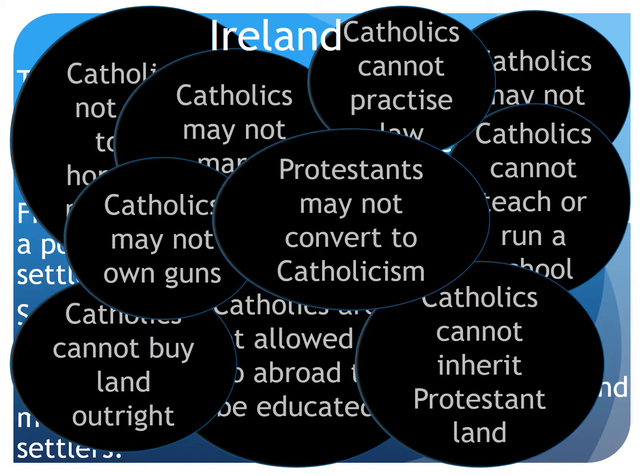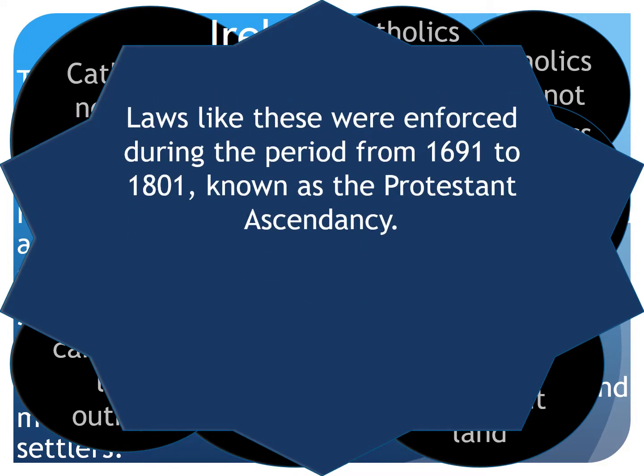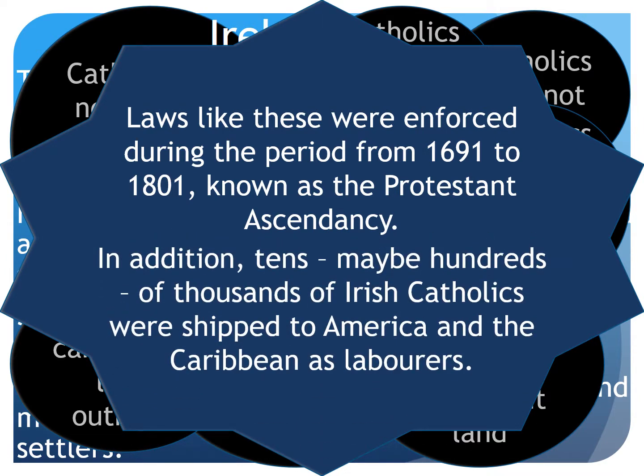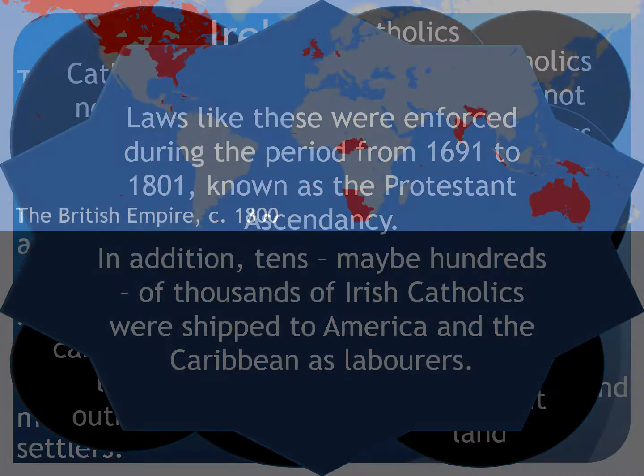Because of this bad history, this very bad experience that they had from the British. That's Scotland and Ireland. These laws were during a period that covers the whole of the 18th century, as you can see, from 1691 to 1801, and it was called the Protestant Ascendancy. And you've got tens of thousands at least, maybe hundreds of thousands of Irish people sent off as labourers.